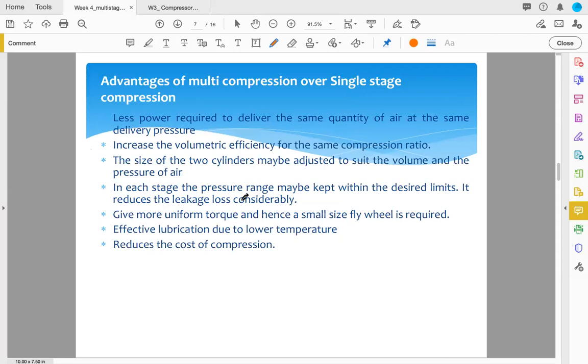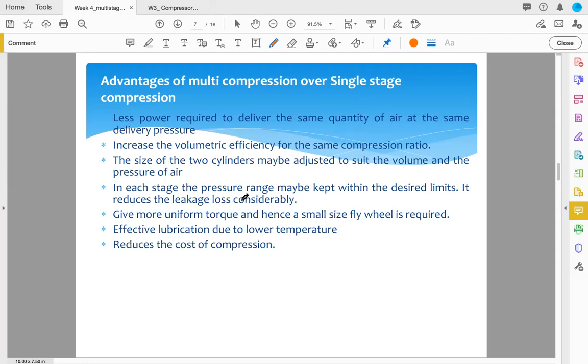This is the advantage that I mentioned to you. You can reduce the energy and therefore you can reduce the cost of the compression. You can make the size of the compressor even smaller, although they are multi-stage. Compared to single stage, if you want to deliver the same pressure, multi-stage will be much smaller compared to single stage. For example, I would like to have a single stage compressor with 20 bar. The size for a two cylinder compressor to deliver 20 bar will be much smaller.